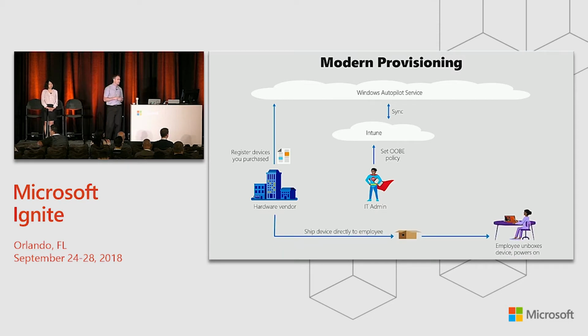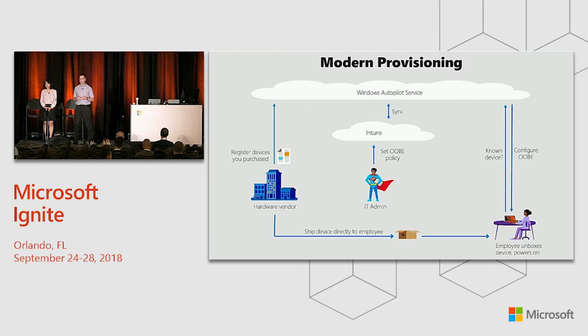Meanwhile, the hardware vendor ships the device directly to the end user. They open the box, they power it on. As soon as the device gets connectivity to the internet, it will check in with the service to see, am I a known device with the Autopilot service? If yes, those configurations will come down. And then the user doesn't get the standard out-of-box experience. They get a very simplified, guided experience that guides them into a state of management with Intune. And then before the user ever gets interactive access to the desktop, Intune will be pushing down applications and configurations, so it's ready to go for that user.